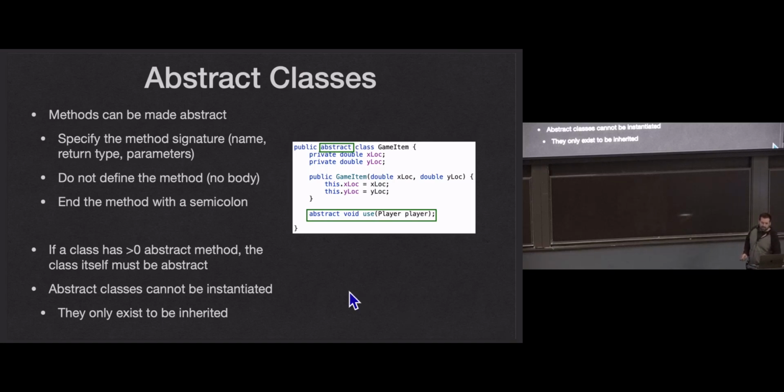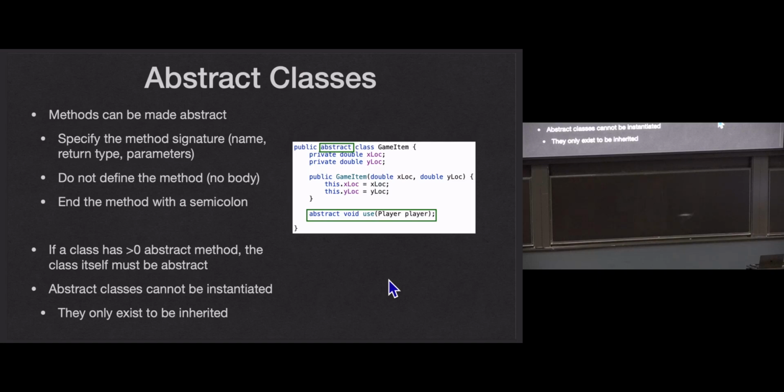For an abstract method, we use the keyword abstract and define the signature of the method, which is the name, the parameter list, including types, and the return type. And then we don't implement a body. We don't implement the method definition. We just close it with a semicolon. What this means is that this method will exist, but it doesn't quite exist yet. If you have any abstract methods, your class itself has to be abstract. And if you have an abstract class, you cannot create instances of that class.